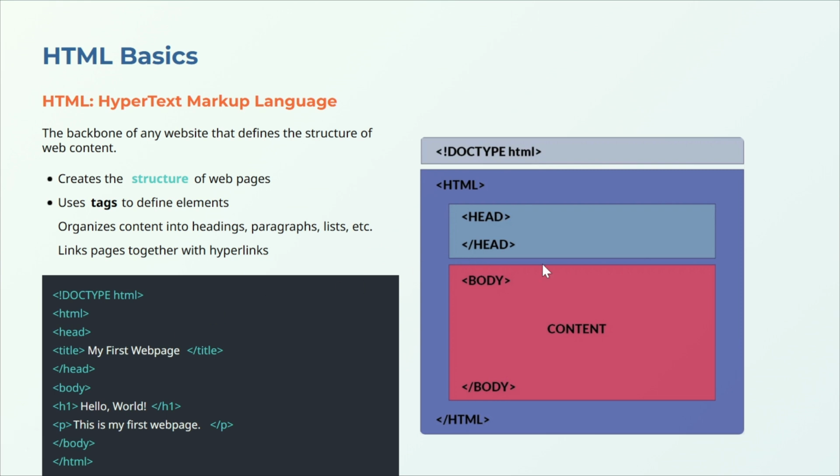Look at this image now, which defines the structure. It starts with the document type at the top, then continues with the HTML, then the head, where you have the details of your website. Then we have the body, where your content lives.